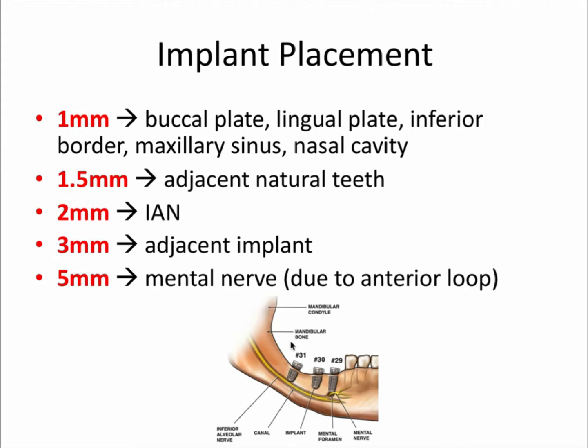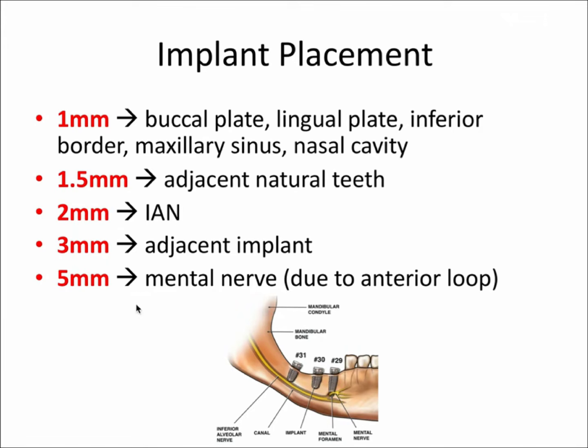We need to be 2 millimeters away from the inferior alveolar nerve, so we need at least 2 millimeters of space right here. That's called the safety zone. We need 3 millimeters of space between adjacent implants. So for away from natural teeth, this is at least 1.5 millimeters of distance. Between two implants, this needs to be at least 3 millimeters of distance. Might be a little bit close in this image. And this one, we definitely have at least 3 millimeters of space between those two implants, which is good. Although you can see that it's right up against the inferior alveolar nerve, which is not good. We need at least 2 millimeters of space there.